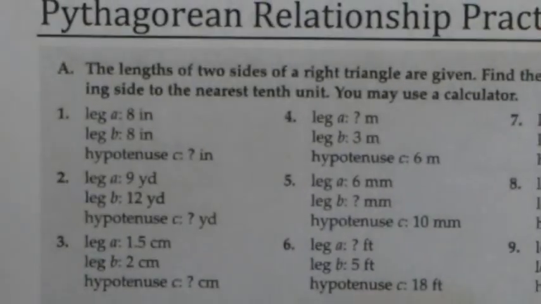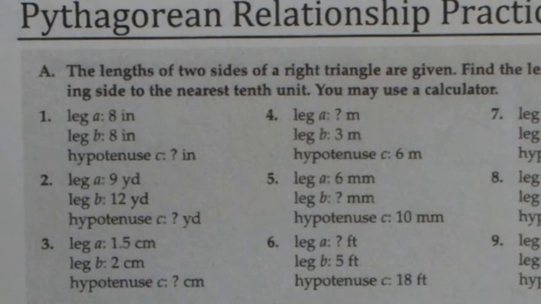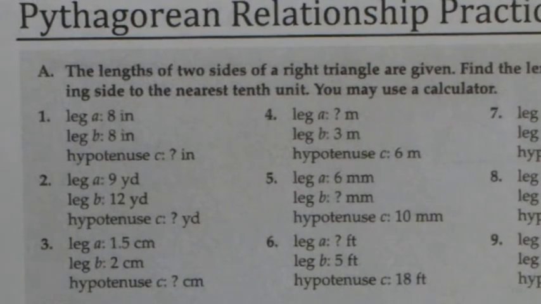So now I'm going to the Pythagorean relationship practice, page 9 of 13 on day 41. The lengths of two sides of a right triangle are given. Find the length of the remaining side to the nearest tenth unit. You may use a calculator.